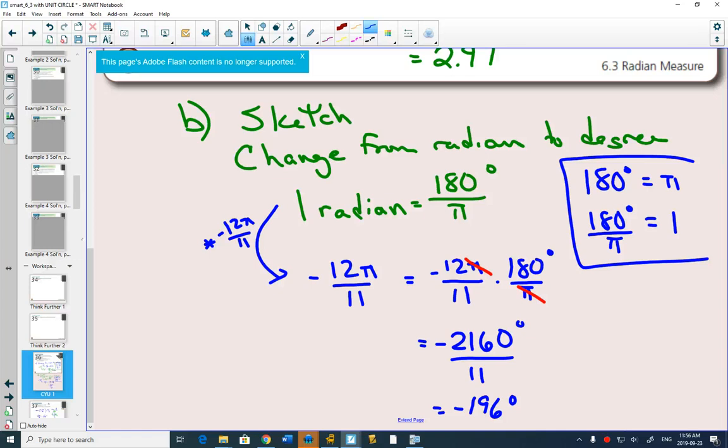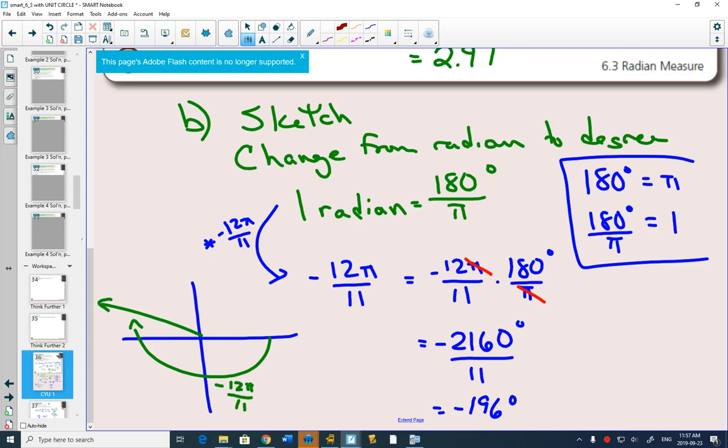So the reason I didn't sketch first is because right now, most of you will have a better chance sketching if you think of the degrees than you will think of the radians. Negative 196 degrees is a little bit more than 180, so it goes past 180 degrees. It'll end in quadrant 2, negative 196 degrees. But we will start to think about radians and be able to do this directly.